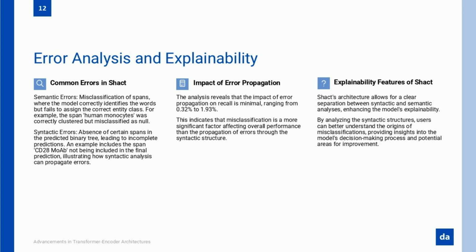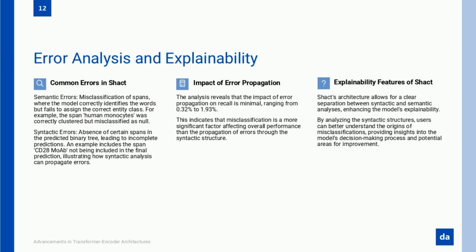Then there were syntactic errors where certain spans were missing from the binary tree altogether. In one case, the span CD28 mAb was not included in the final prediction despite being present in the data. This pointed to a deeper issue in how SHACT's clustering process aligned with the syntactic structures of language. These errors weren't just about misclassification, they revealed gaps in how the model understood the relationships between tokens, showing the limits of its current approach.